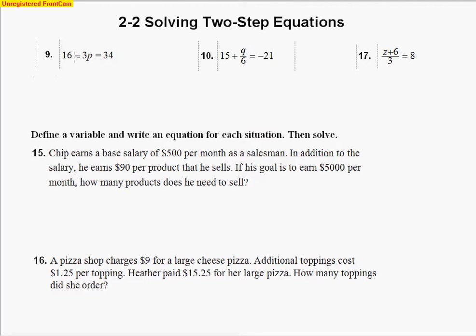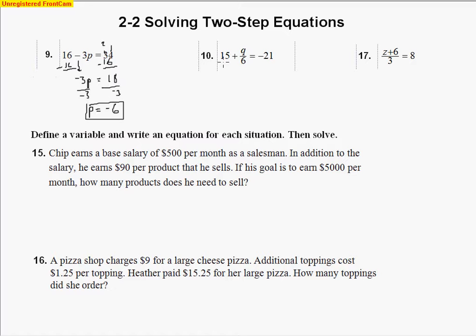So our first step here is to go ahead and subtract the 16 from all sides. And so when I do that, I've got to bring down the negative sign in front of the 3. And then I'll do a little borrowing here to make sure I do the subtraction right. And that leaves me with 18. So from that point, I can go ahead and divide by negative 3 on both sides, and that'll leave me with the value of p, which is negative 6.